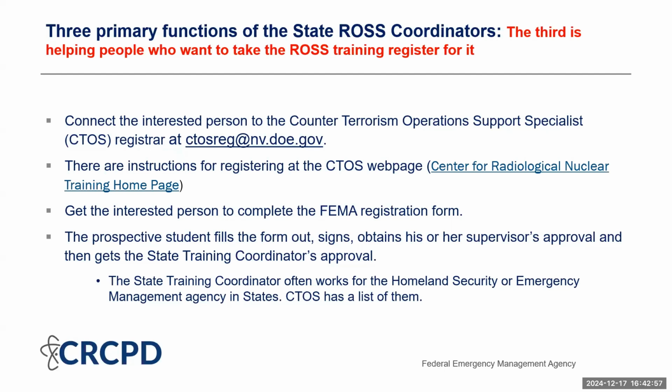They are appointed usually by the governor or governor's designee, like the emergency management director, to be the FEMA state training coordinator. That coordinator needs to sign off on all the registrations that go to CTOS, as well as the individual's supervisor, who's often the authority having jurisdiction. And if the person doesn't have a supervisor in state government, they can use the authority having jurisdiction for that signature.